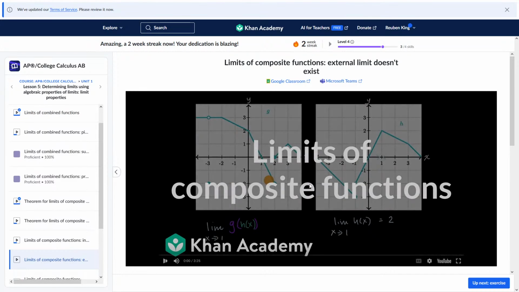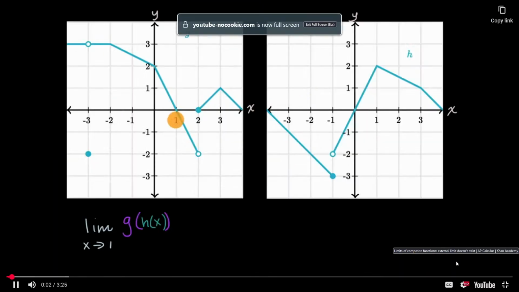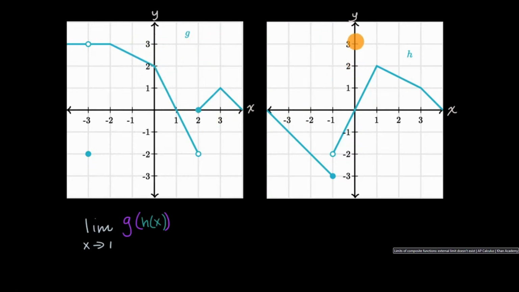So over here I have two functions that have been visually or graphically defined. On the left here I have the graph of g of x, and on the right here I have the graph of h of x. And what I want to do is figure out what is the limit of g of h of x as x approaches 1. Pause this video and see if you can figure that out.